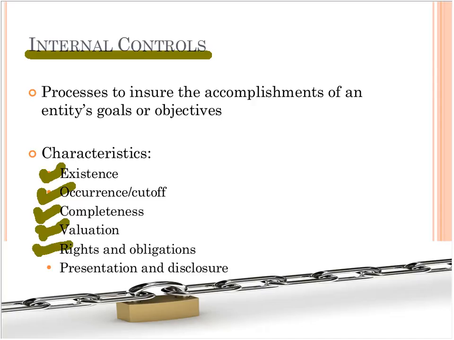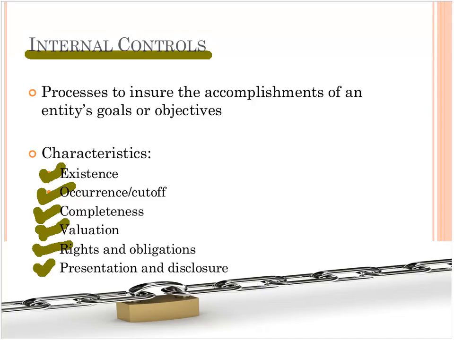Number 5, rights and obligations. This simply means that the agency owns the assets that it's listing on its financial statements, and it has an obligation for the liabilities. And finally, the 6th and final characteristic is presentation and disclosure. This means that for items requiring additional disclosure, for example, in the footnotes to the financial statements, that those disclosures are actually presented and that they are accurate.